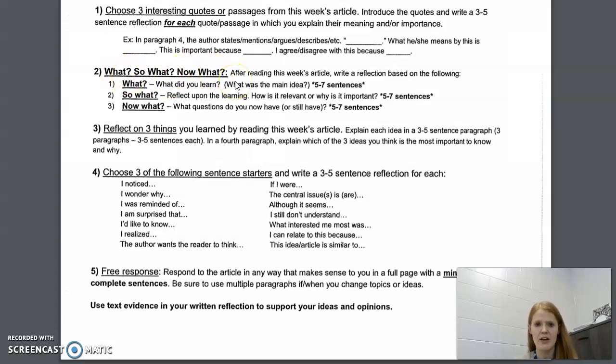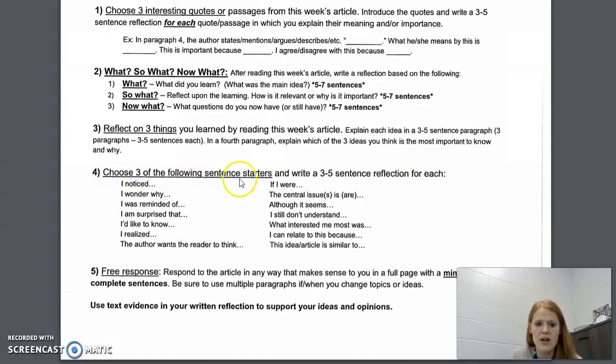Basically, that's 3 separate paragraphs where you summarize what you learned, why it's important, and the so what, why is it relevant or important, and then the now what, what questions do you still have, okay? You can also reflect on 3 things you learned. So maybe you want to explain 3 main ideas of what you learned, and then in the 4th paragraph, explain which one's the most important and why.